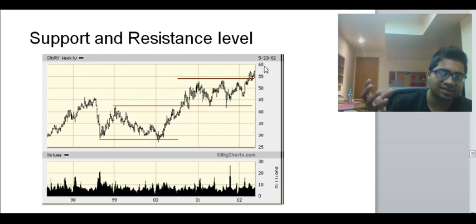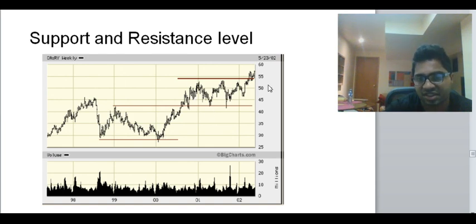In the same way, resistance is a price point at which people start selling. They sell because prices have become attractive to sell. Since they are selling, the supply increases. When supply increases, the price falls. We identify resistance by looking at the past for previous highs. So the previous high that the stock has achieved acts as a resistance. Approximately this is the previous high, so it is acting like a resistance.